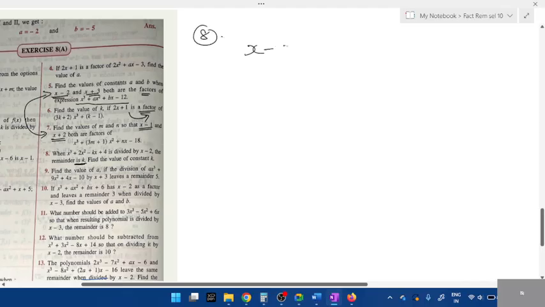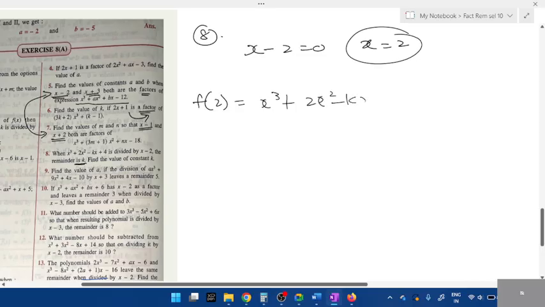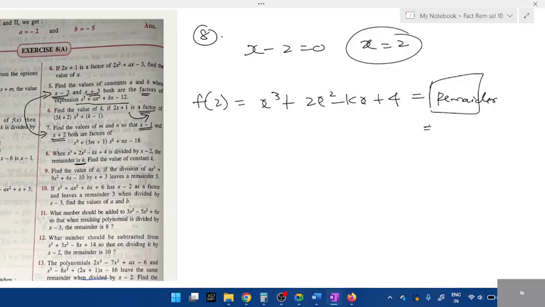So for the 8th question, what is the x value? 2. Fine. And f of 2 is equal to x cube plus 2x squared minus kx plus k is equal to, right hand side, remember always the remainder here. This is the formula. So here, do I need to take 0 or k? What is the remainder given? K. This is the actual concept in all the questions.